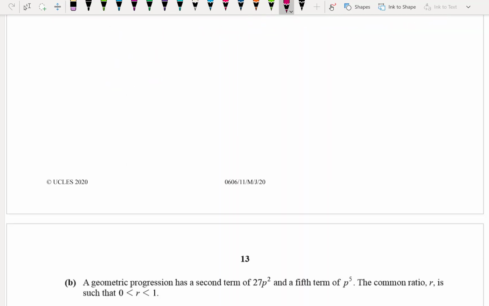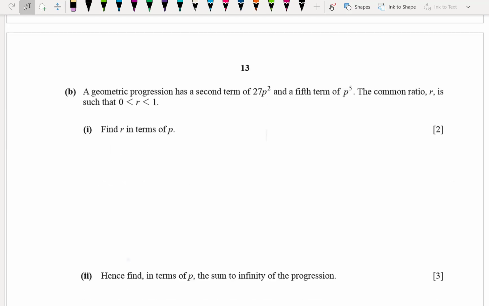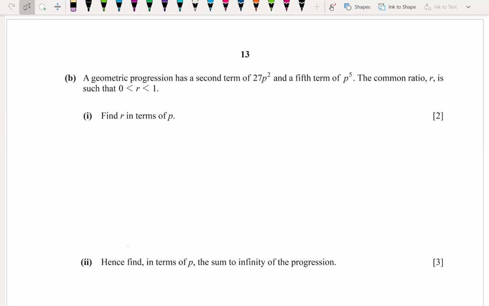So what does it say? A geometric progression has second term 27p square. So here it's not an arithmetic progression, it's a geometric progression. So how do we understand this 27p square? T2 is equal to 27p square. In a geometric series, if I call the first term A, the second term will be A multiplied by a factor R. AR is how we write it. So here A multiplied by R is 27p square. Is that correct, Amrita? Yes.